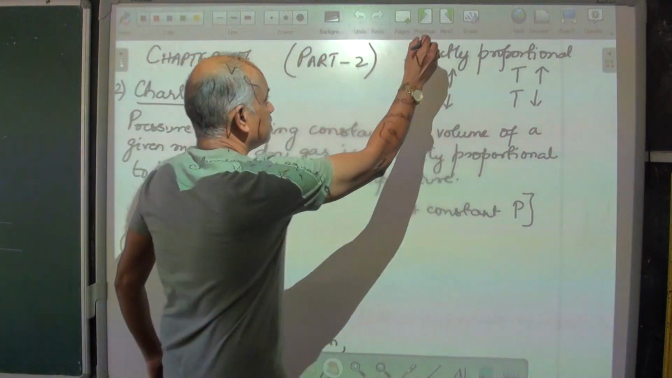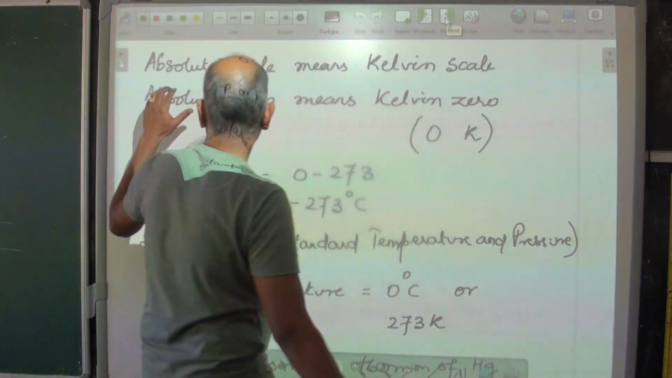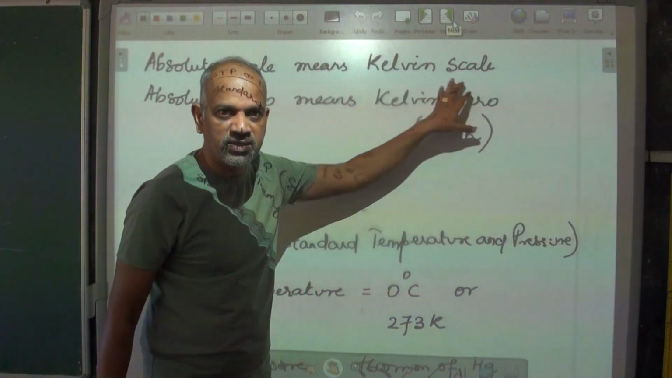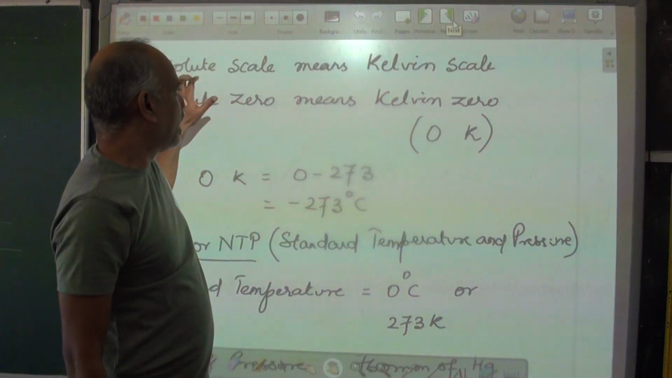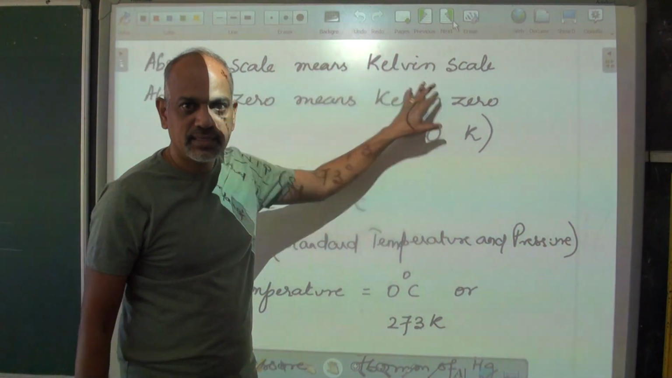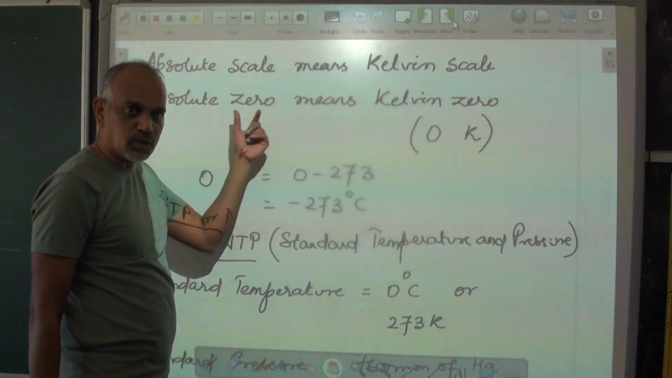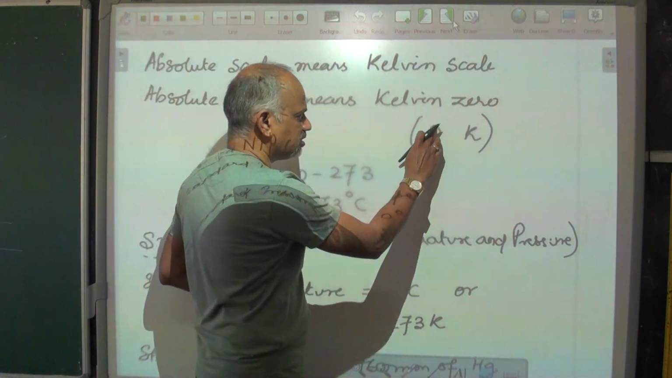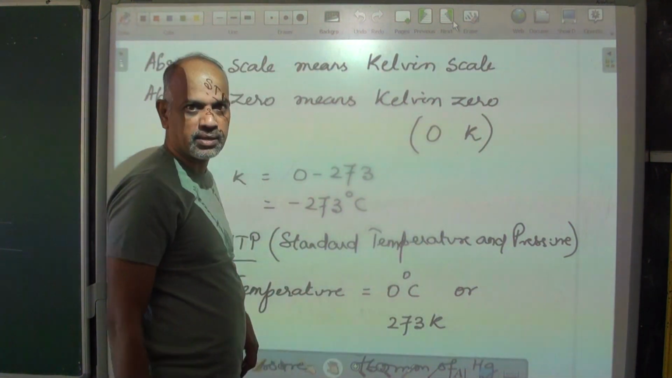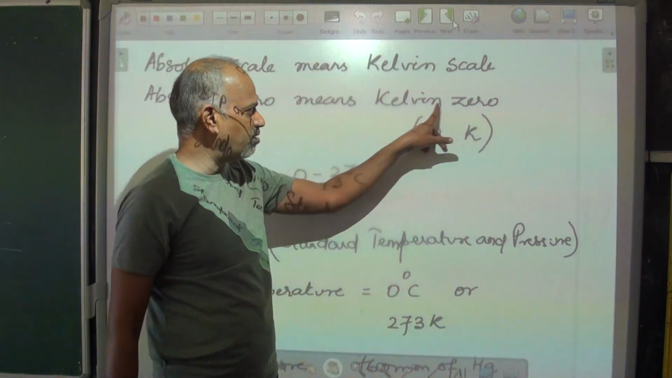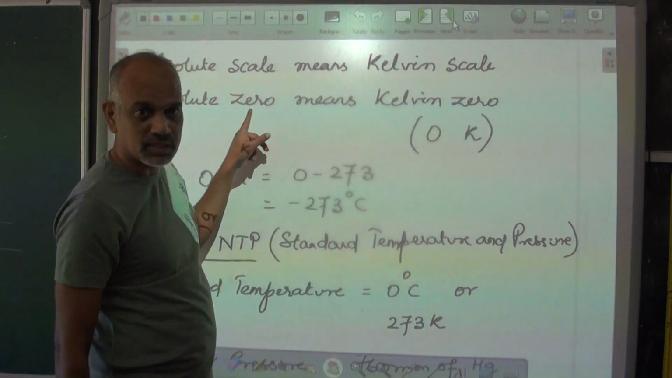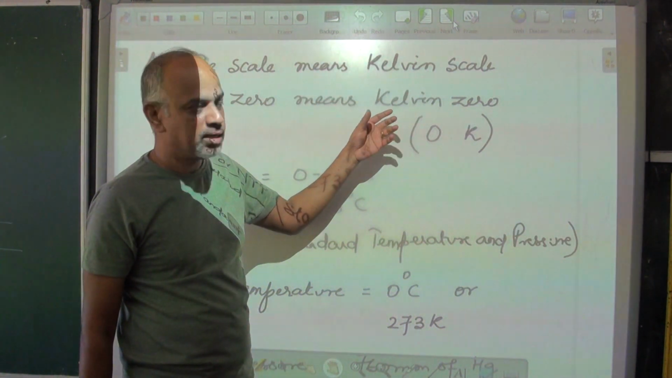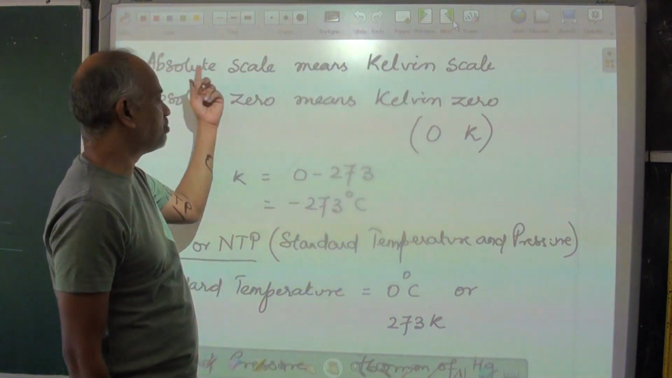An absolute scale also means a Kelvin scale. And absolute zero also means Kelvin zero. Kelvin zero means 0 Kelvin. So 0 Kelvin is called Kelvin zero, otherwise called absolute zero. And the scale that you use to measure Kelvin is called the Kelvin scale, otherwise called the absolute scale.